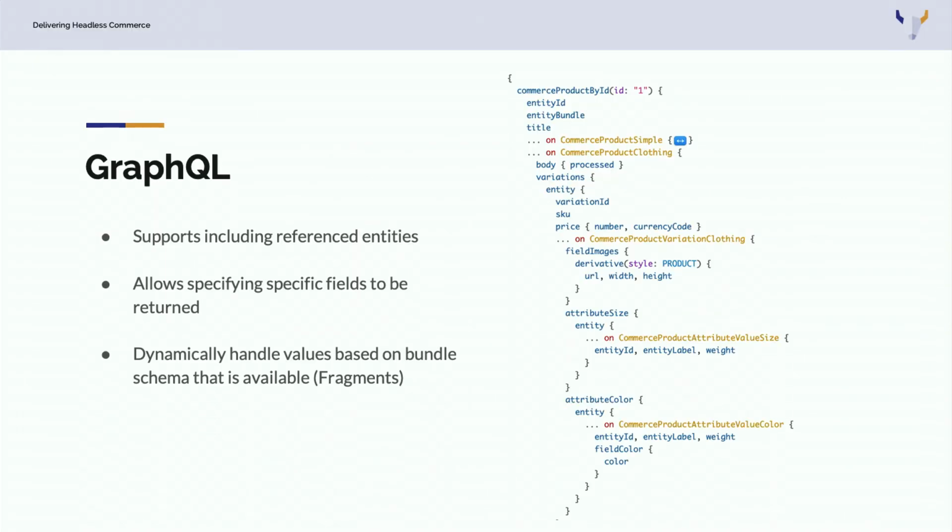And then we'll go to GraphQL for the product pages. Again, just like catalogs, it's pretty much the same thing. It allows supporting the included entities. You can, again, specify the required fields.